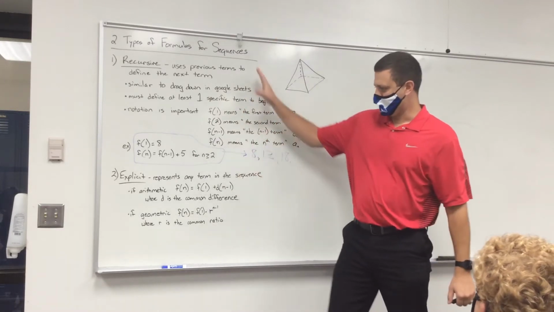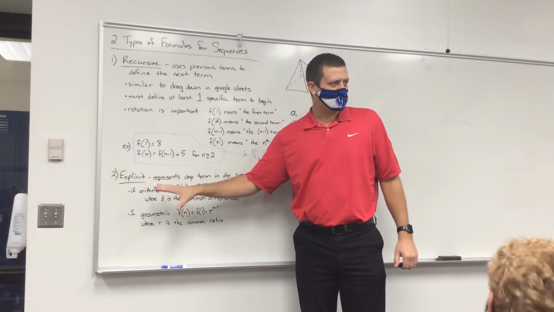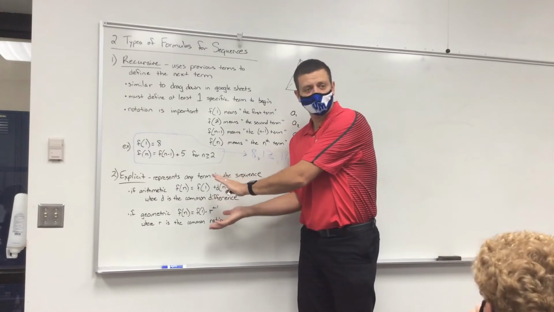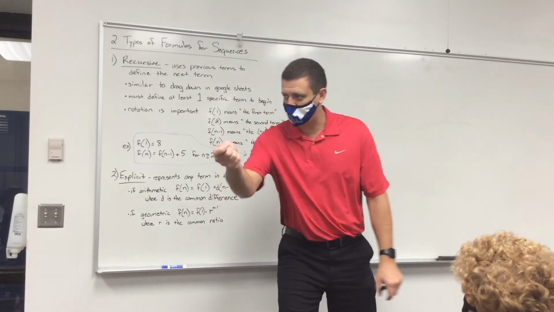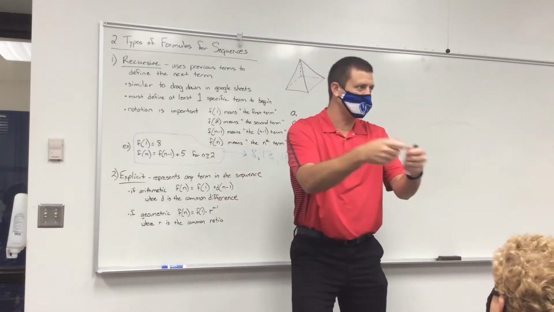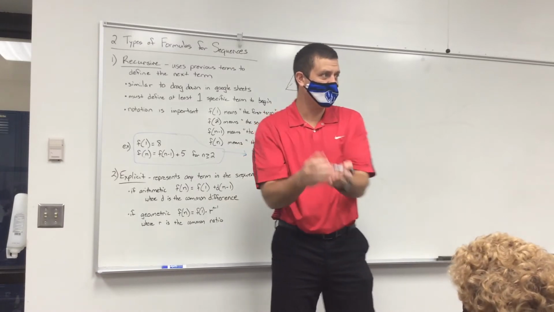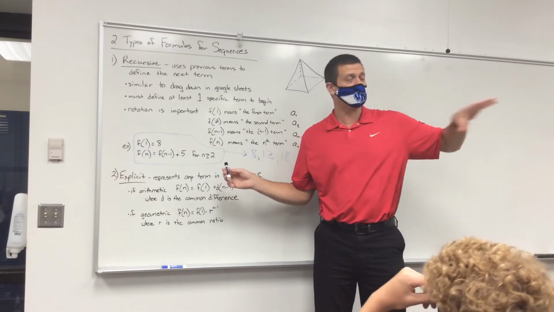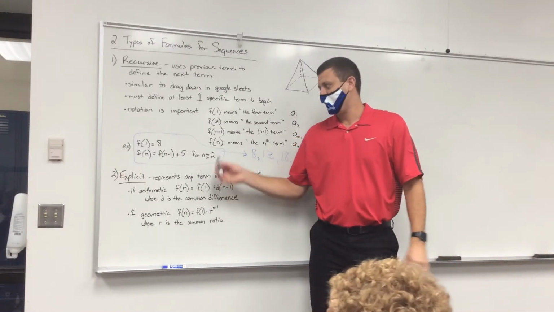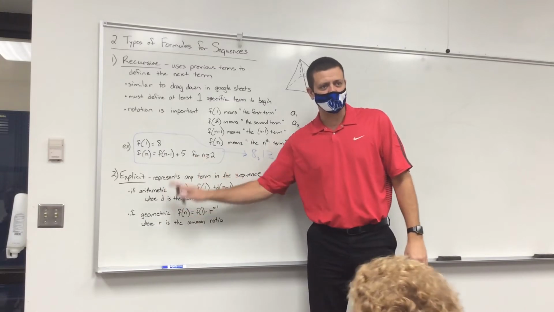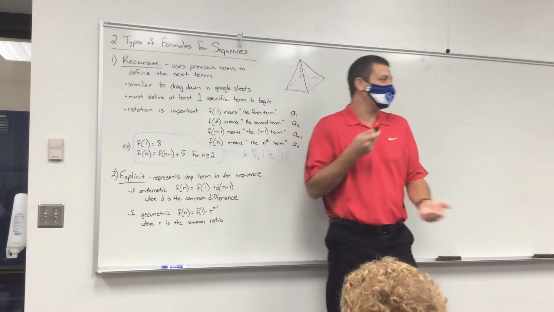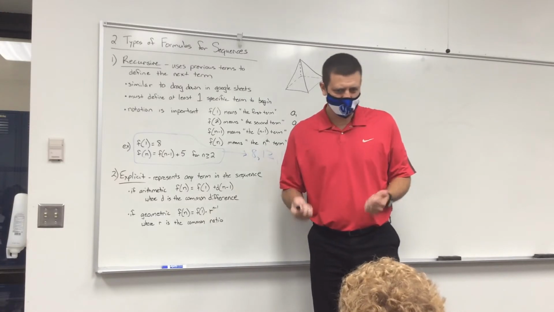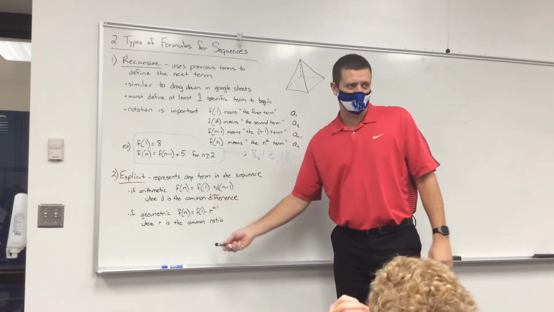The nice thing about explicit is if I say find the 50th term, if you have an explicit formula, all you got to do is plug the number 50 into the formula, do a calculation, and you got your answer right away. Now, not every sequence can be written explicitly, but those that can, it's really nice if you can write them that way, because then finding that 50th term, that 100th term, is much, much faster.